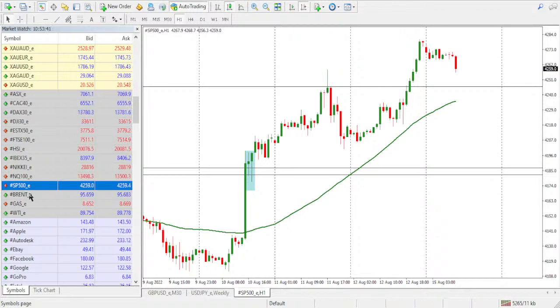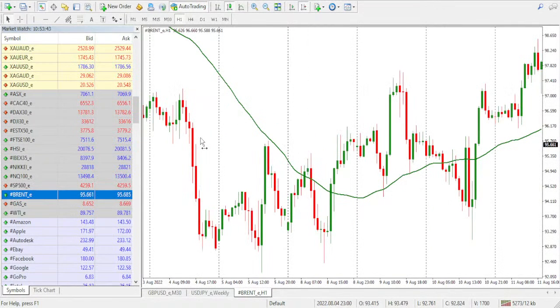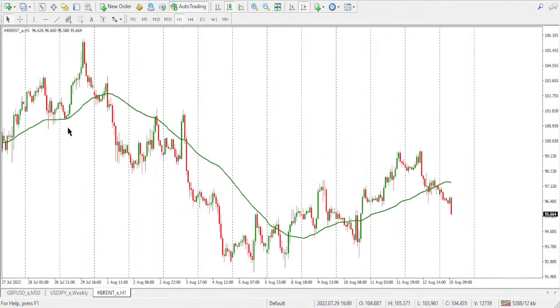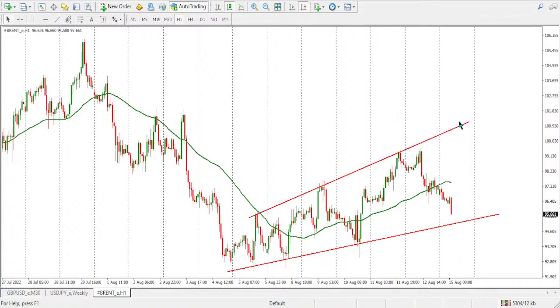So the next chart is Brent oil. With the Brent oil so far, look at how nicely that shape has formed. We have a very good expanding wedge formation. Here you can see it.